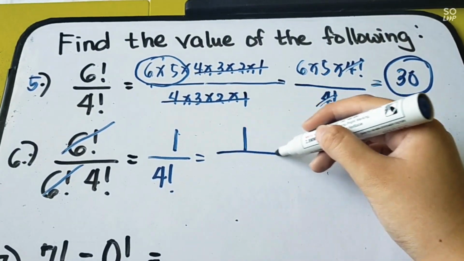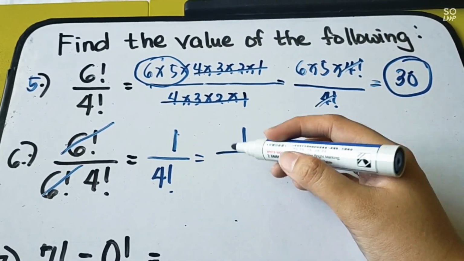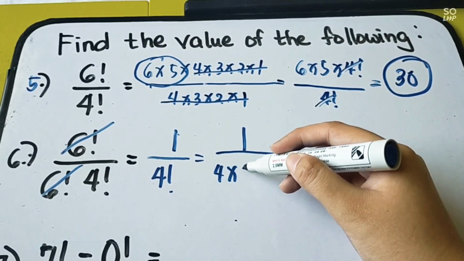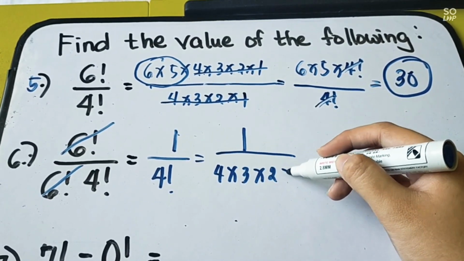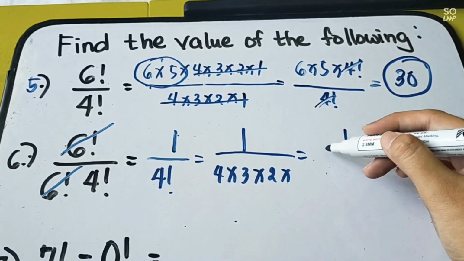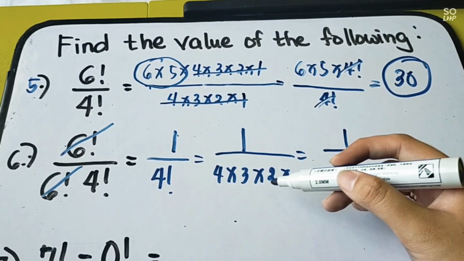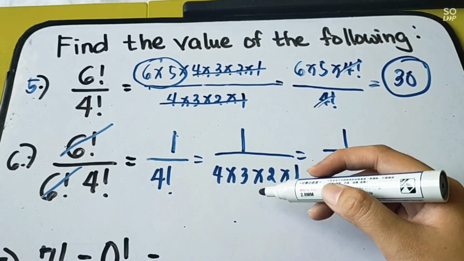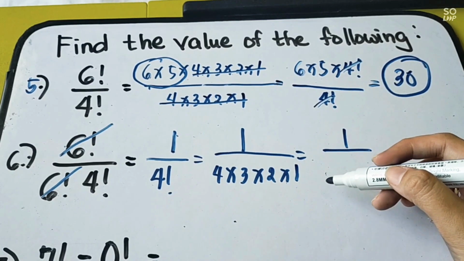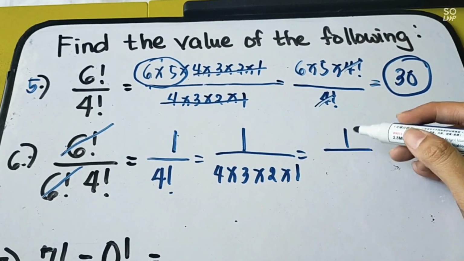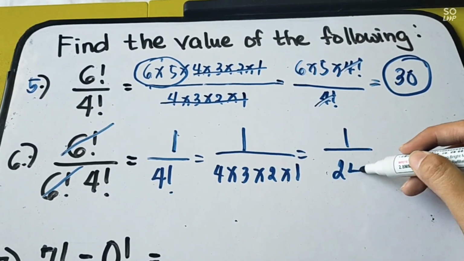So, copy 1 over 4 factorial meaning 4 times 3 times 2 times 1. So, 1 over 4 times 3, 12 times 2, we have 24. Then, times 1, we have 24. So, the answer is 1 over 24.